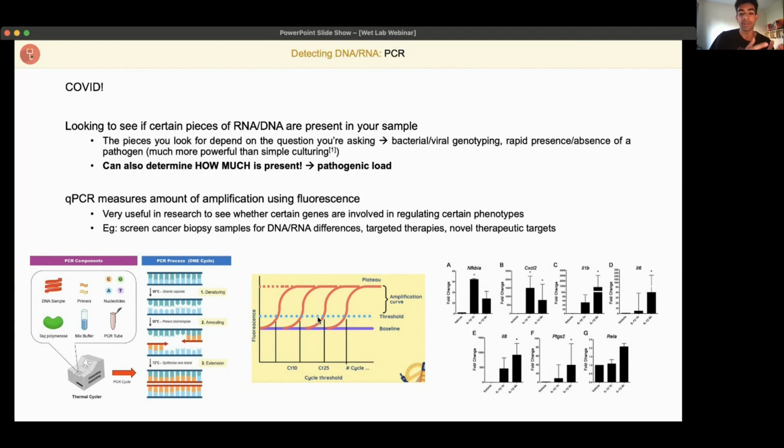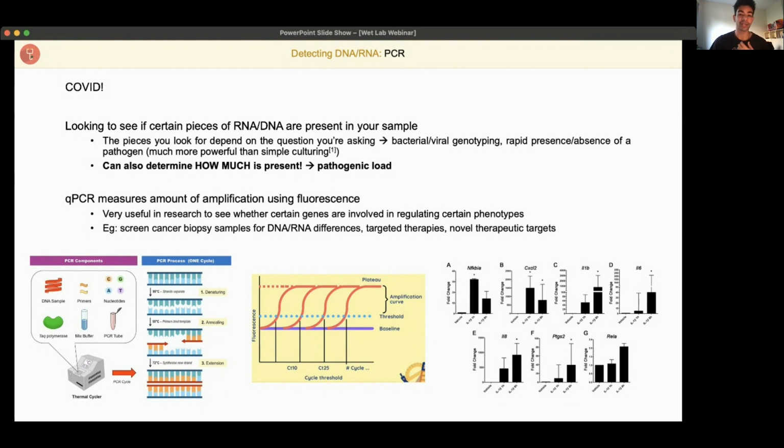And the more DNA you have at the start, so the more COVID you had, the less time it would take to reach the threshold, because there's less cycles of amplification needed for the fluorescence to be detected. I hope that made sense. If it didn't, please do put the question in the chat and I'll re-explain it later on.